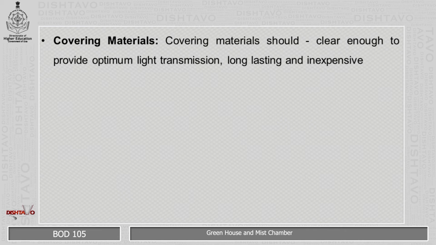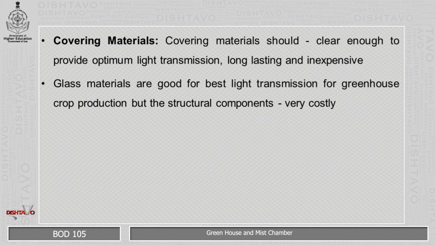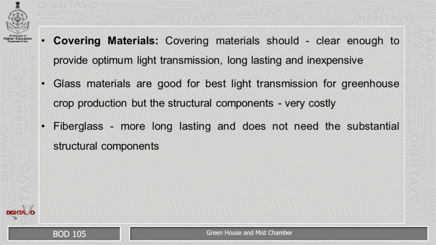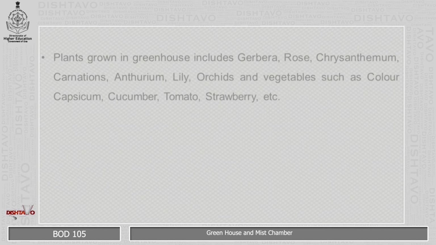Covering material should be clear enough to provide optimum light transmission, long lasting and they should be inexpensive. Glass materials are good for best light transmission for greenhouse crop production, but these structural components are very costly. Fiberglass is more long lasting and does not need the substantial structural components. Double sheets of polythene film filled with air is one of the most popular non-rigid covering materials.